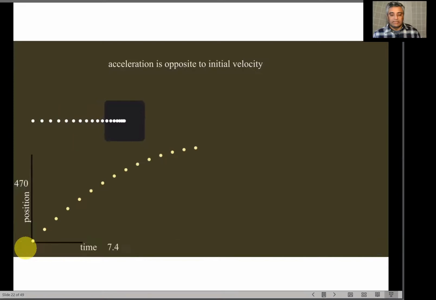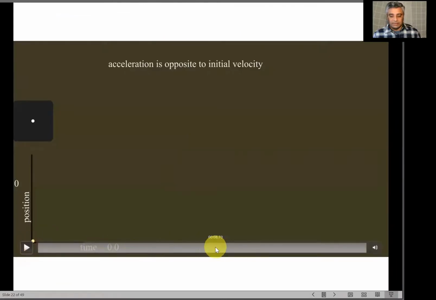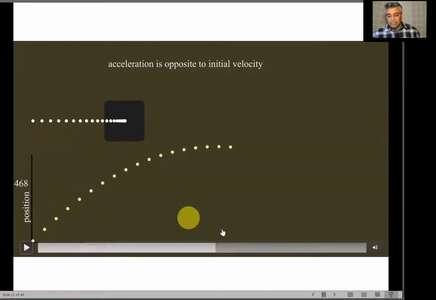Slowing down and then starting back. Oh, my bad. So this looks like a ball you threw from here, and let's say this was up. That's what it looks like, right? So it starts with a starting velocity, and then what happens? It slows down, it stops, and turns around, just like the card.